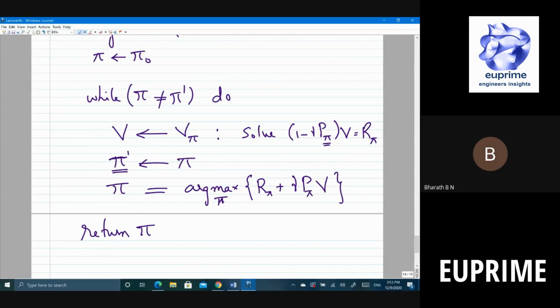Okay, so this step is called the greedy step because for a given value, p pi and r pi, you're trying to optimize your policy pi. So you're greedily choosing pi. Now this is called the policy iteration. You're choosing your policy based on this equation. It turns out that this policy iteration converges faster than the value iteration. Again, we have the same problem: p pi is in general unknown.